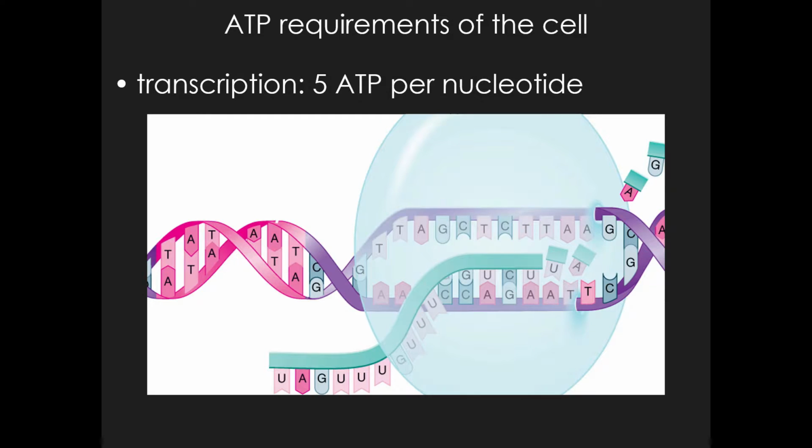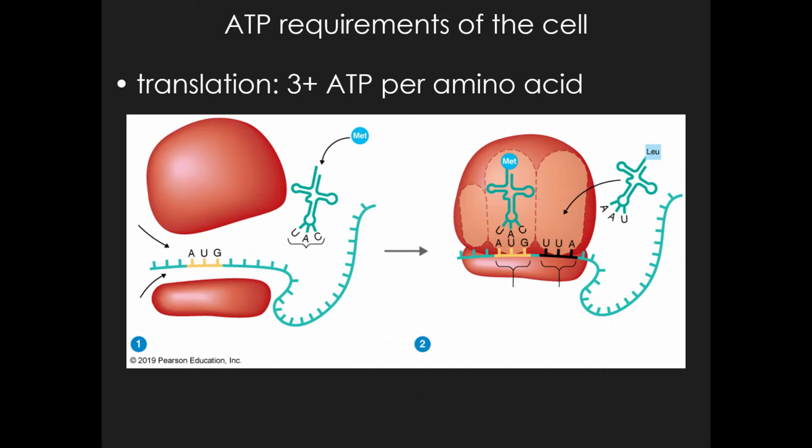In addition, the cell needs to make all of the proteins that will both become the structure of that new cell. Think of something like peptidoglycan, and all of the enzymes that cell is going to need in order to do all of the jobs that the cell needs to do. And in order to transcribe each of those proteins, you have an ATP requirement of about 5 ATP per nucleotide. Translation costs about 3 ATP or more per amino acid that's added to the growing polypeptide.